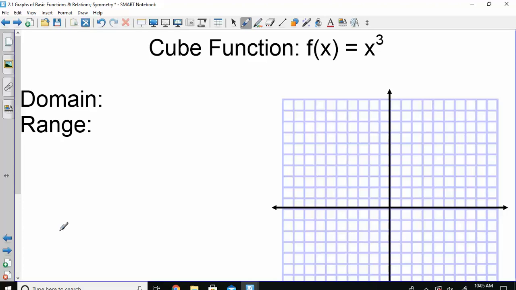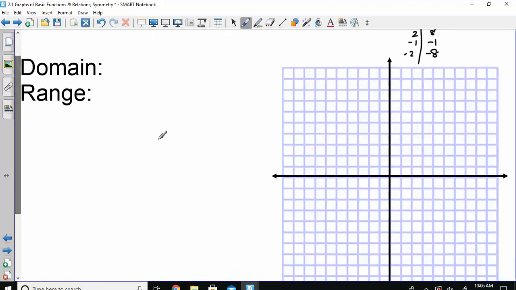Let's talk about the cube function. So if we don't know what it looks like, we know we can make a t-chart. You put in 0. 0 to the third is 0, 1 to the third, 2 to the third, negative 1 to the third, negative 2 to the third? Alright, let's graph it.